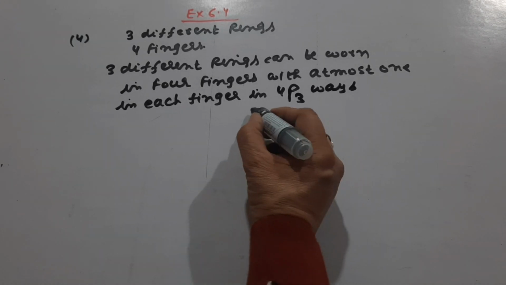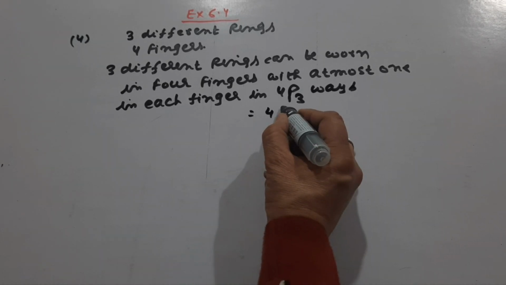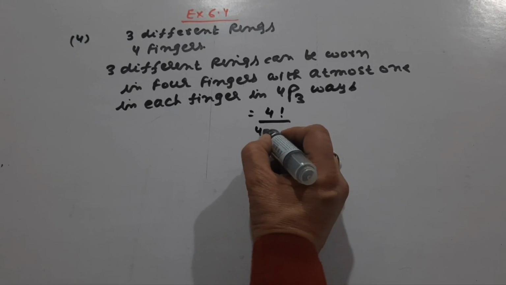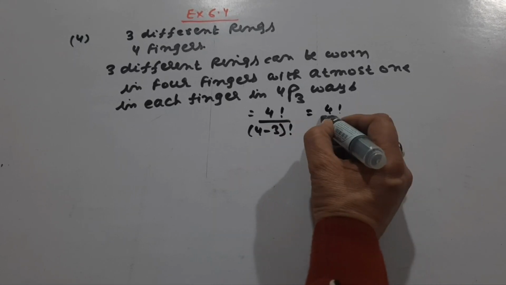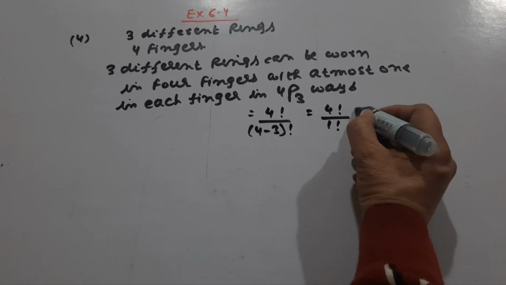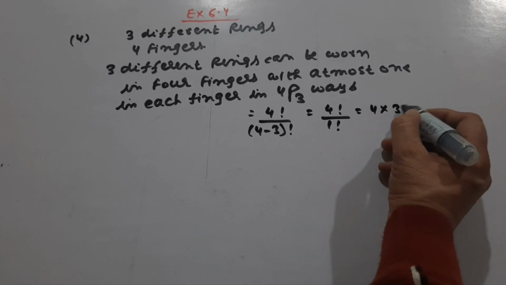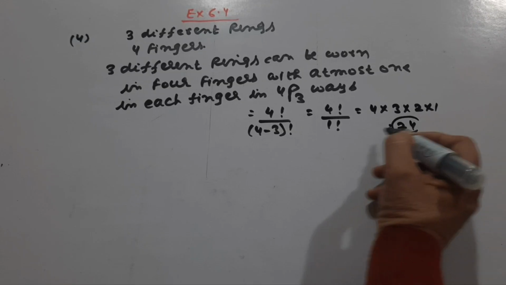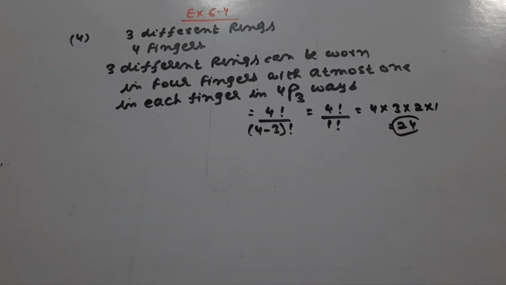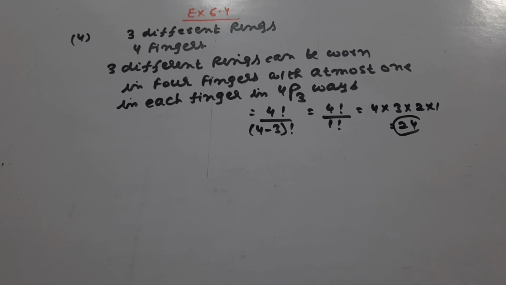And we know what is 4P3. This is 4 factorial upon (4 minus 3) factorial. This is 4 factorial upon 1 factorial. And this is equal to 4 into 3 into 2 into 1. So there are 24 ways in which 3 different rings can be worn in 4 fingers.